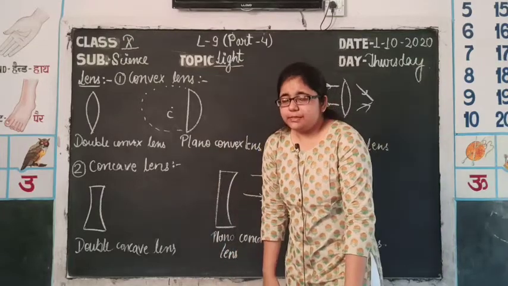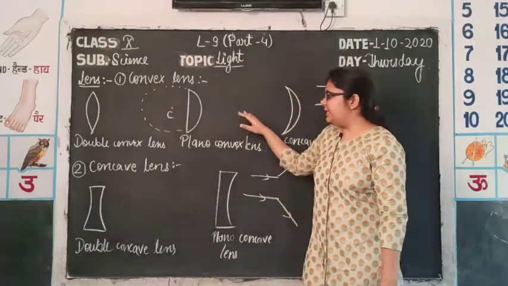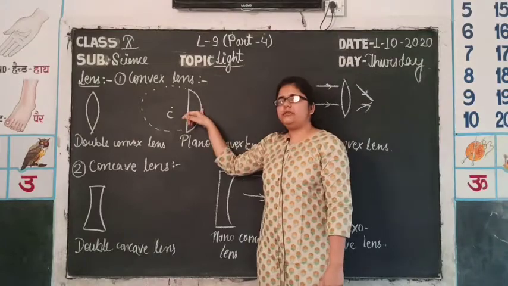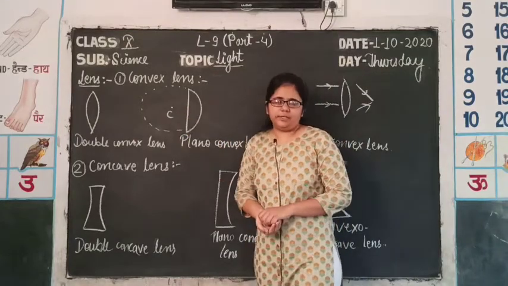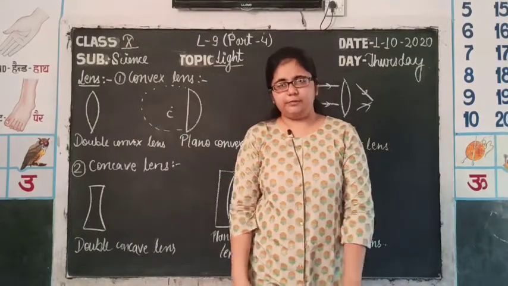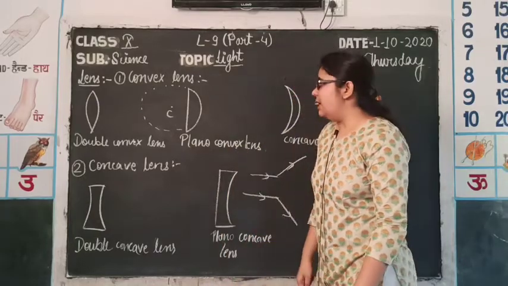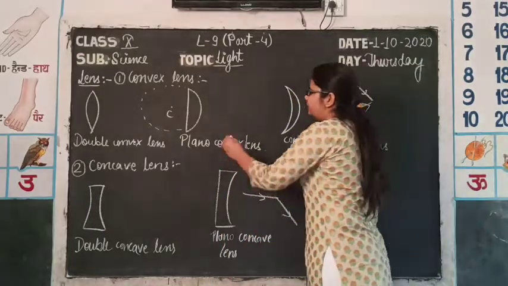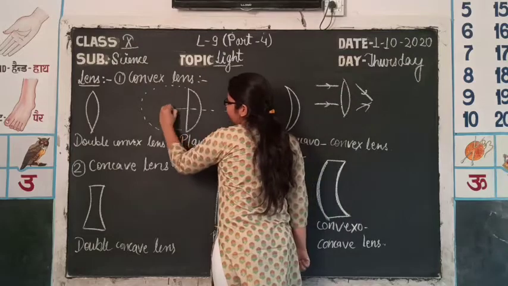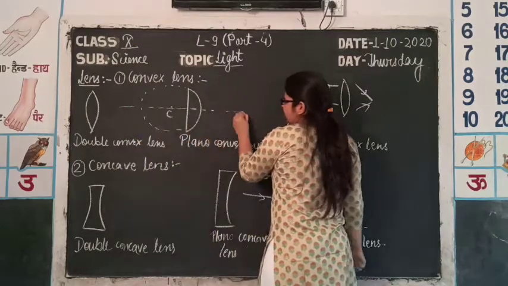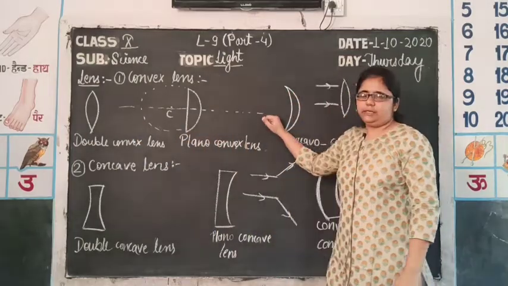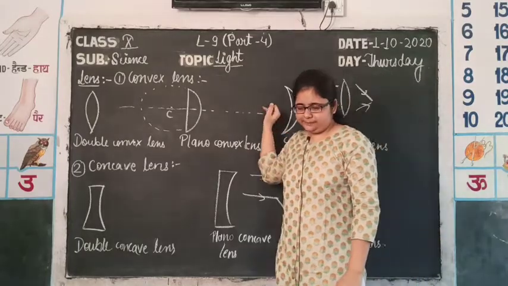And then the radius of curvature is the length between the curved surface and the center of curvature. Now, principal axis. The principal axis is an axis which passes through the center of the curved surface. This is the line which passes through the center, known as the principal axis.